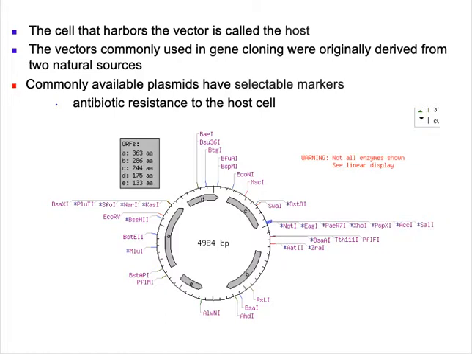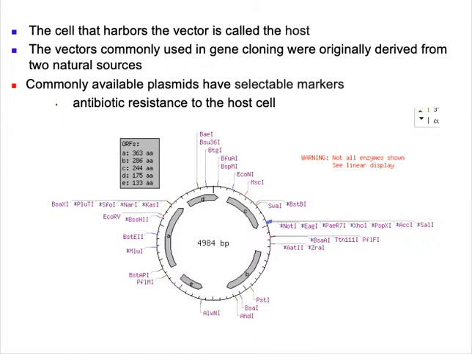Other vectors that are in use developed initially from viral DNA that had promoters and different aspects that are useful for expressing genes in cells. So now most vectors that were derived from these original sources have been modified by mixing and matching a bunch of different DNAs together to make something that's super useful.